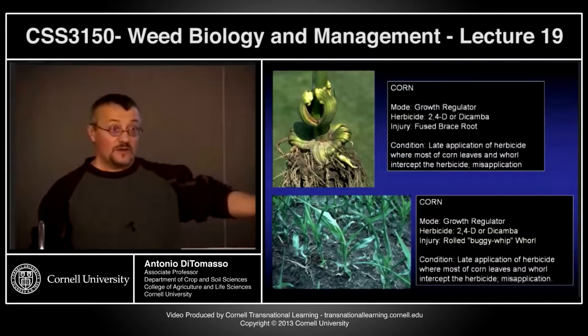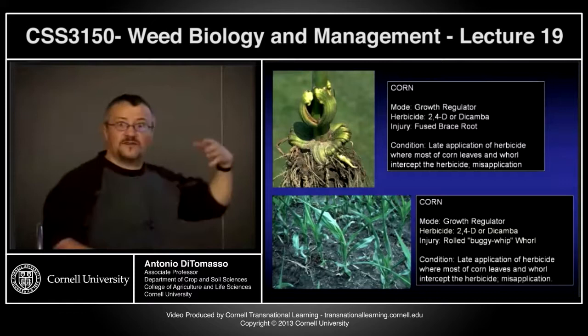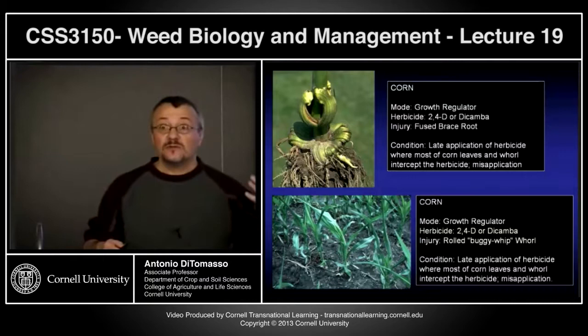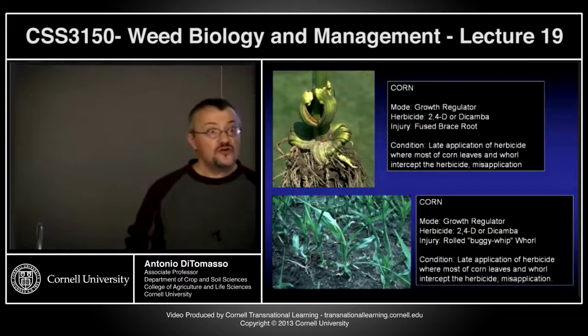You can use it in corn. What's the problem? How could I get these fused brace roots? Typically the student has to think about what could have happened. And one of them is that you applied the herbicide late when most of the corn leaves were out and you were taking in a lot of product. Remember I told you, grasses are tolerant, but if you put enough of the product and there's enough foliage to take it in, you could cause injury to the plants.